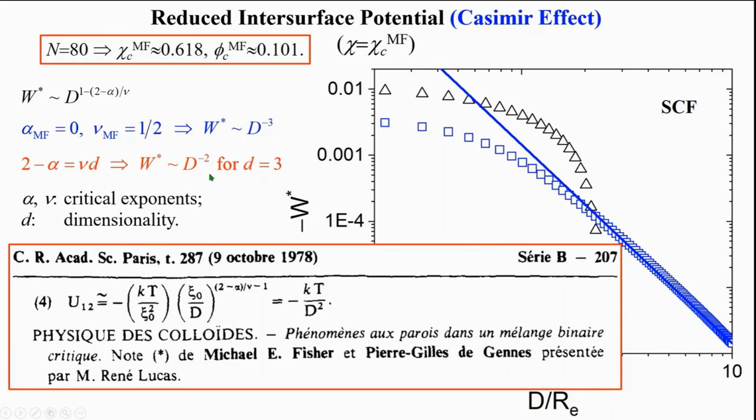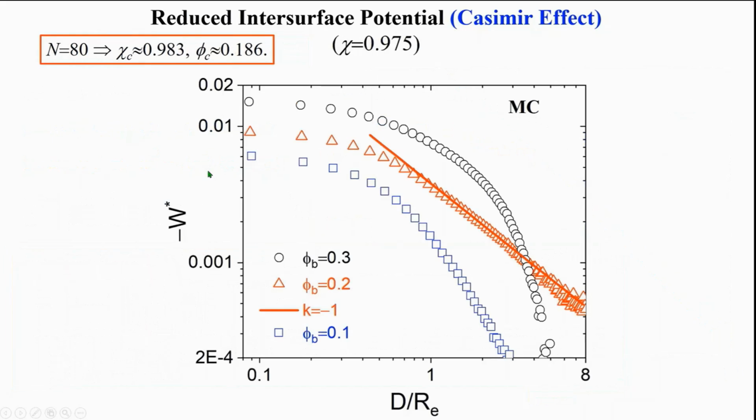But our simulations are not performed right at the critical point. Here we show our Monte Carlo results at a chi value slightly below the critical value and at 3 bulk polymer concentrations around the critical concentration. We again see a long-range attraction shown in red close to the critical point, which decays approximately with d to the power of -1. As we move away from the critical concentration, the decay becomes much faster.